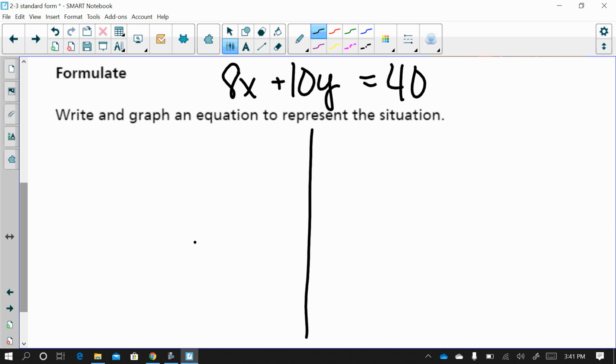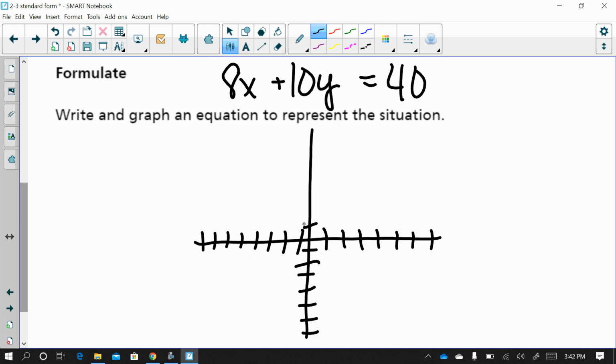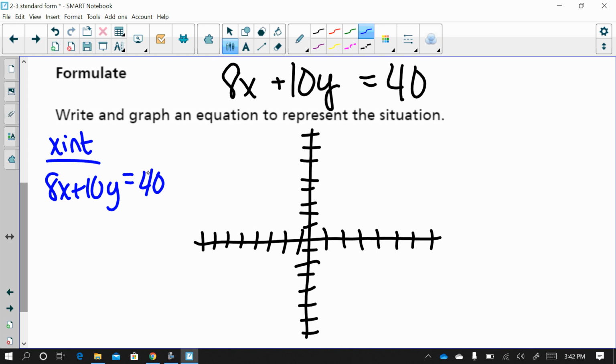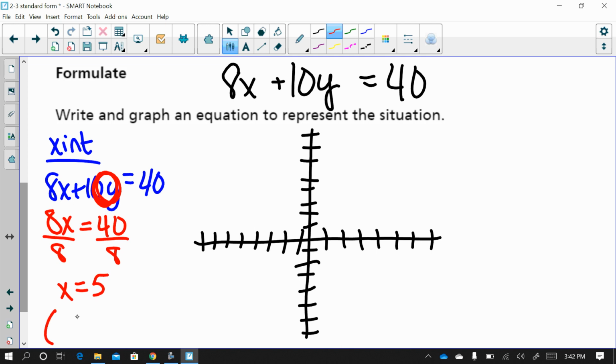Okay, I'm going to put a quick graph up here. Right, so how do I graph standard form? Oh yeah, I just let each variable equal 0 one at a time. So let's start with the x-intercept. Okay, 8x plus 10y equals 40. The x-intercept, remember, you let y equal 0, so boom, this guy's gone. So I just have 8x equals 40. Divide both sides by 8, x equals 5. The ordered pair then becomes 5, comma, 0.